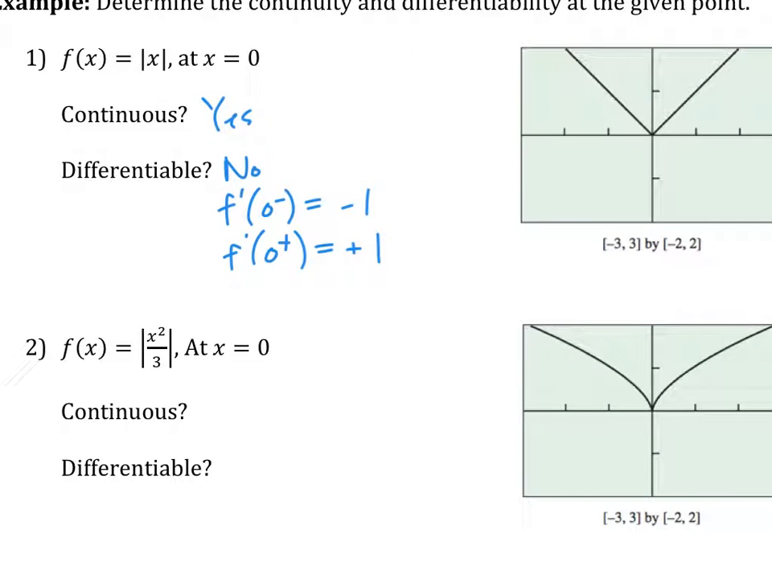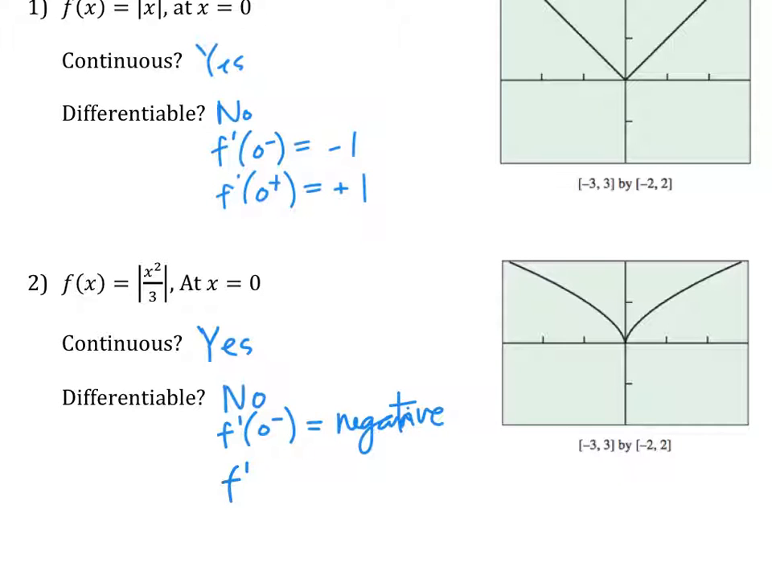Let's look at the next one. This really strange function. All right. Raise your hand if you can tell me, is it continuous at 0, William? Yes. Is it differentiable at 0, Elizabeth? No. Why not? Because the slopes are different from both sides. Yes. So then we can say that from the left-hand side, it's a negative slope. I don't know what that number is, but it's negative. And then from the right-hand side, it is a positive slope.